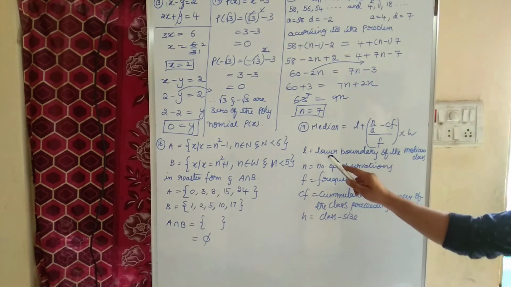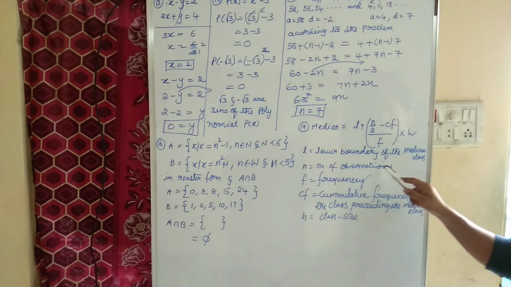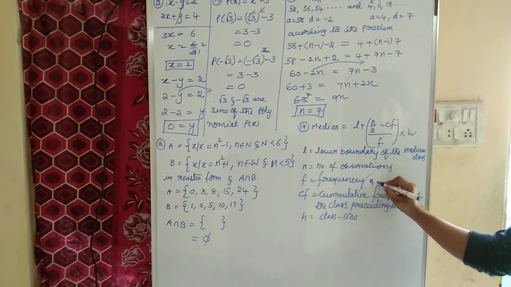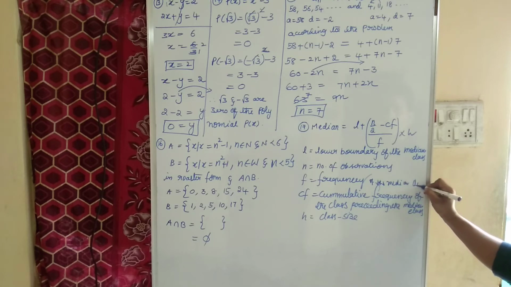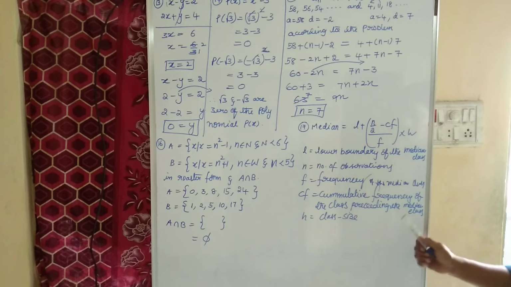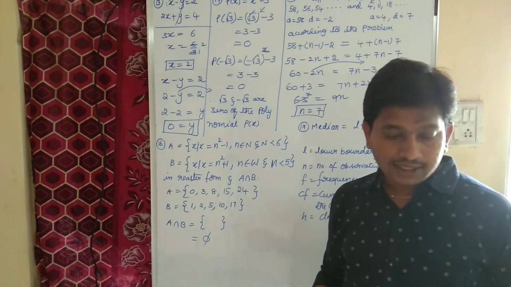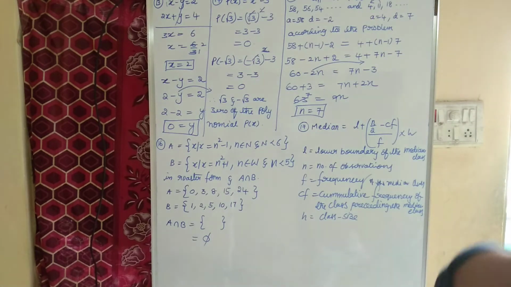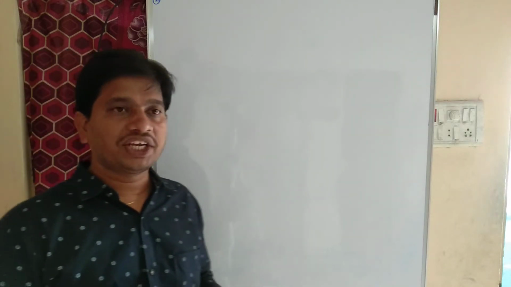Children, what is L? L is nothing but the lower boundary of the median class. What is n? Number of observations. What is f? Frequency of the median class. Right? And what is CF? Cumulative frequency of the class preceding the median class. And what is h? h is nothing but class size. Is it clear, children? So this is our 17th question. Now coming to the 18th question.